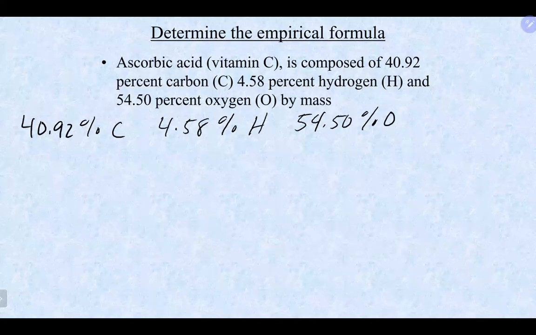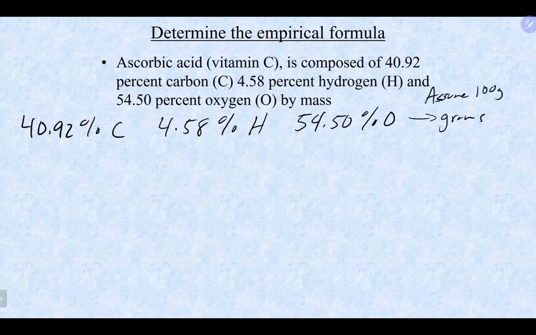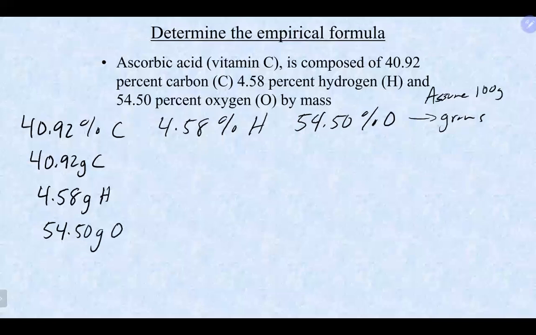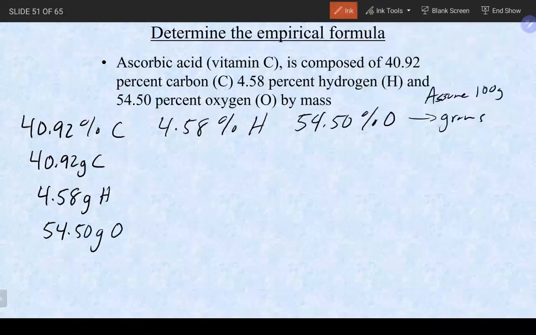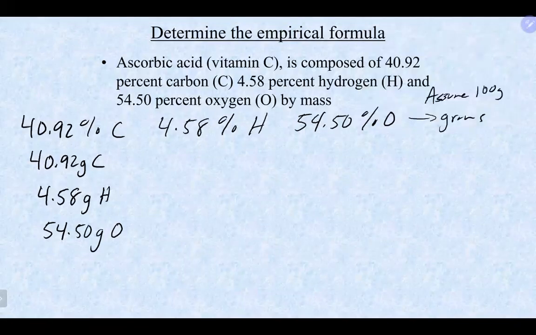In this case, since it all does add up to 100, the first thing we want to do is convert these into grams. So basically what we want to do is assume that we have 100 grams. And all that's going to essentially do is keep the numbers the same. So that's going to mean that we would have 40.92 grams of carbon, 4.58 grams of hydrogen, and 54.50 grams of oxygen. So really all we did there is convert our percentages into grams by assuming 100 grams.